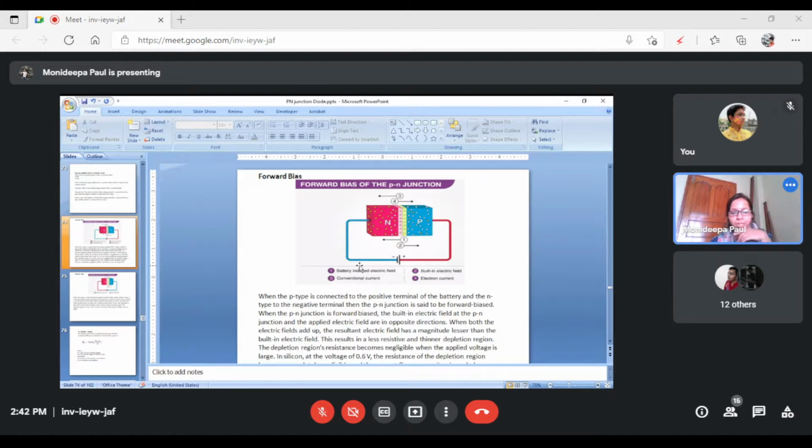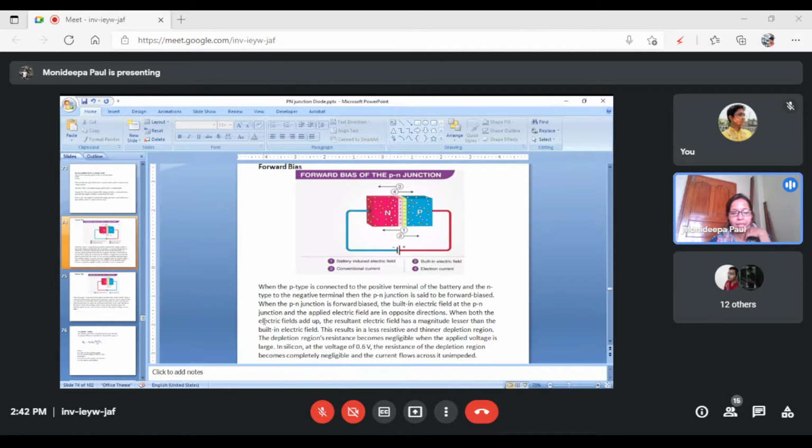Okay, here you see when both electric fields are added, that means the electric field developed inside the semiconductor material plus the electric field applied by the external supply, the resultant electric field has a magnitude lesser than the built-in electric field. The result is a less resistive and thinner depletion region. The depletion region resistance becomes negligible when the applied voltage is large.